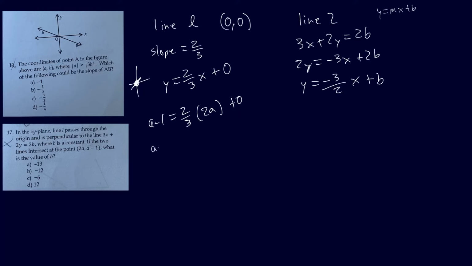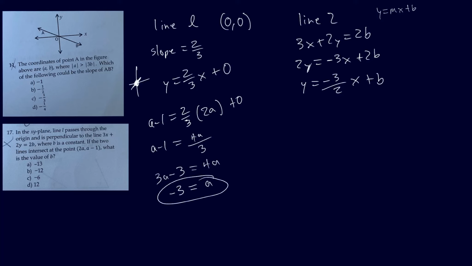So left side, a minus 1 equals 2 times 2a is 4a over 3, and then I'm going to multiply both sides by 3. So left side becomes 3a minus 3 equals 4a. And then I'm going to add 3 to both sides, or actually, I'm going to subtract 3a from both sides. So the left side becomes negative 3, right side becomes a, and now we have a value for a.